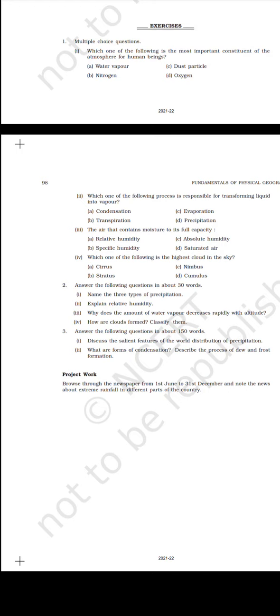Answer the following questions in about 150 words. Discuss the salient features of the world distribution of precipitation. What are forms of condensation? Describe the process of dew and frost formation. Project work. Browse through the newspaper from 1st June to 31st December and note the news about extreme rainfall in different parts of the country.